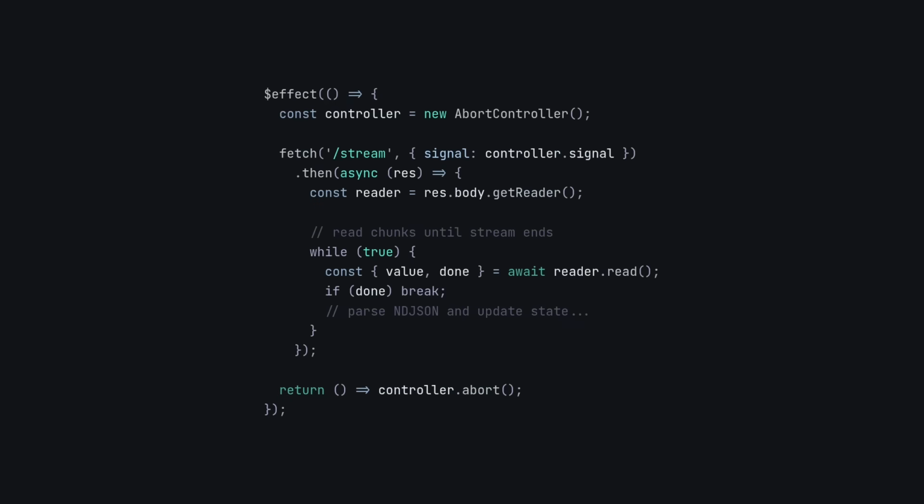And then it looks something like this on the client. So inside of the effect, we're going to fetch the stream endpoint. And then we're going to read the chunks until the stream ends in an infinite loop. And of course, in this case, we also have to parse the NDJSON data and update any state. So this is how SvelteKit approximately does it under the hood. But of course, it also takes care of server-side rendering, plus hydration, and so on.